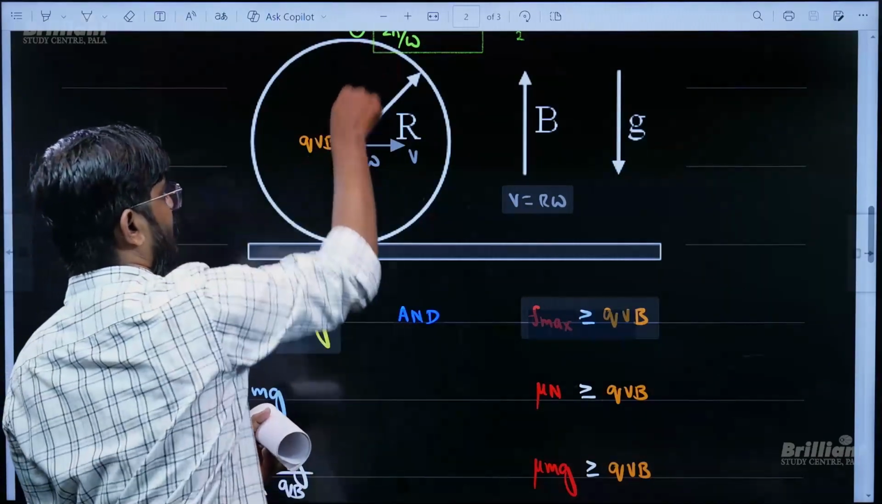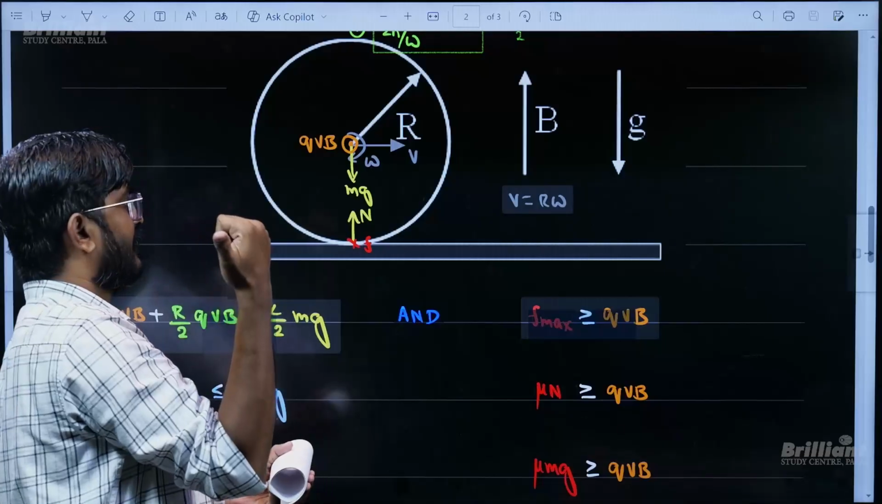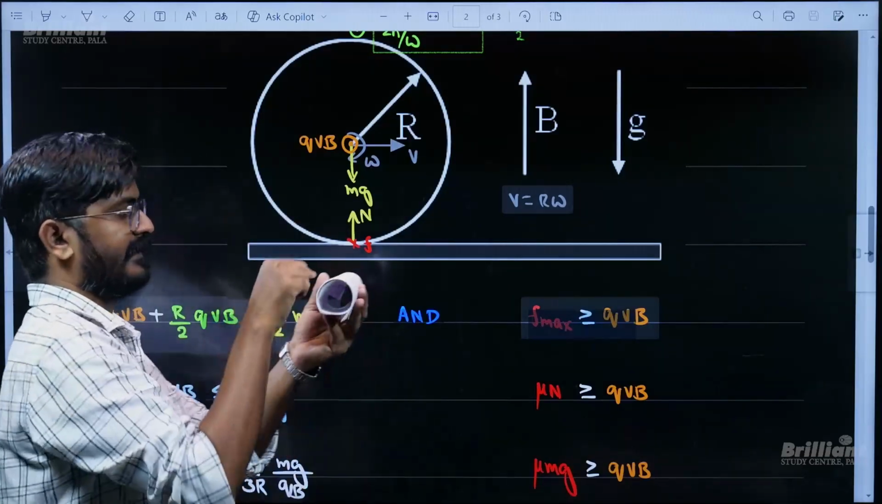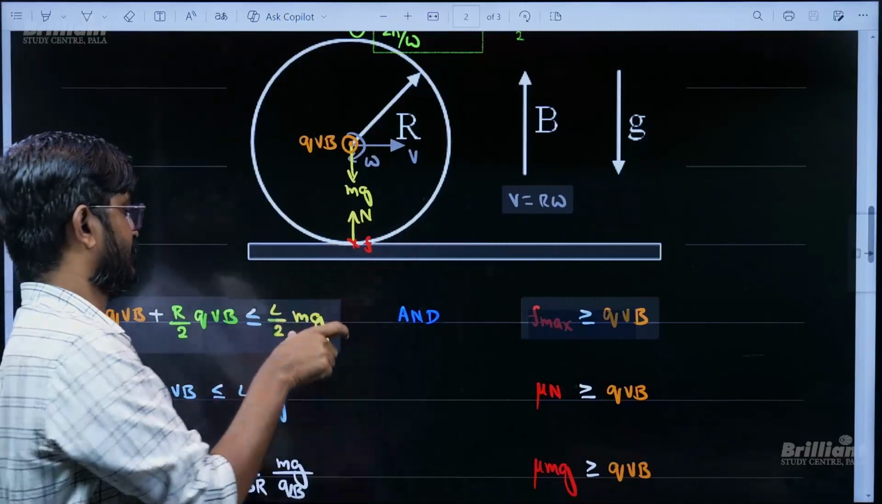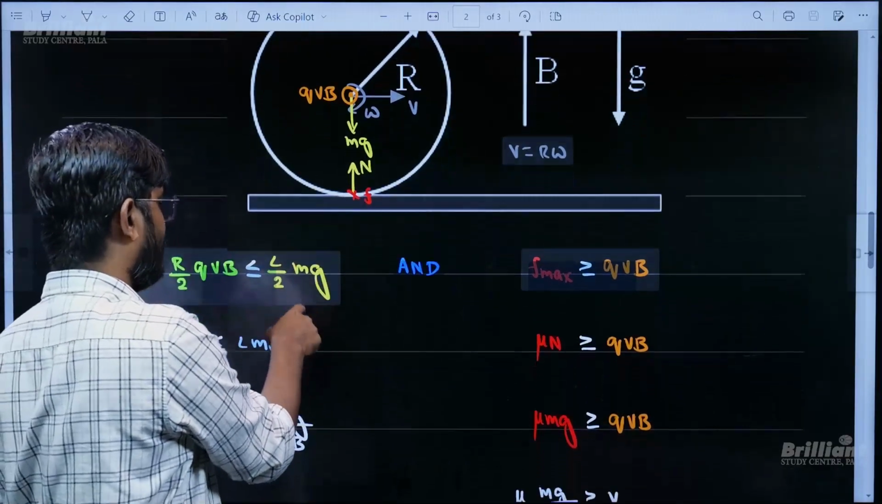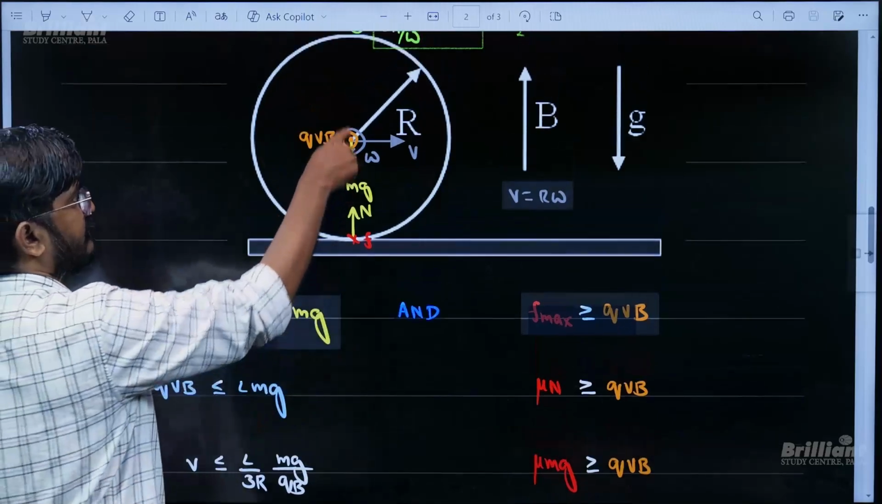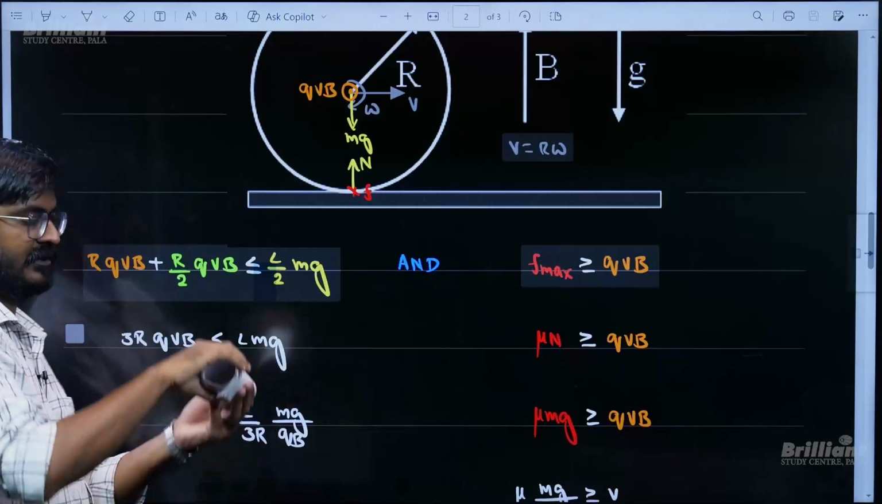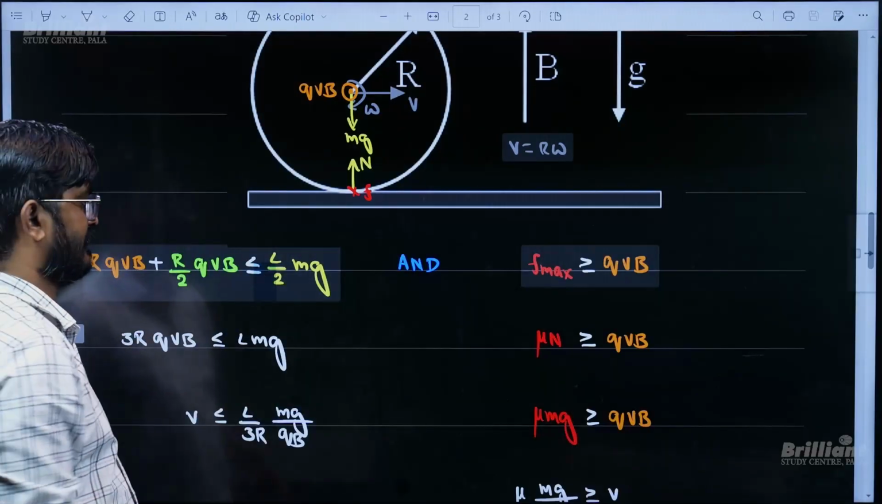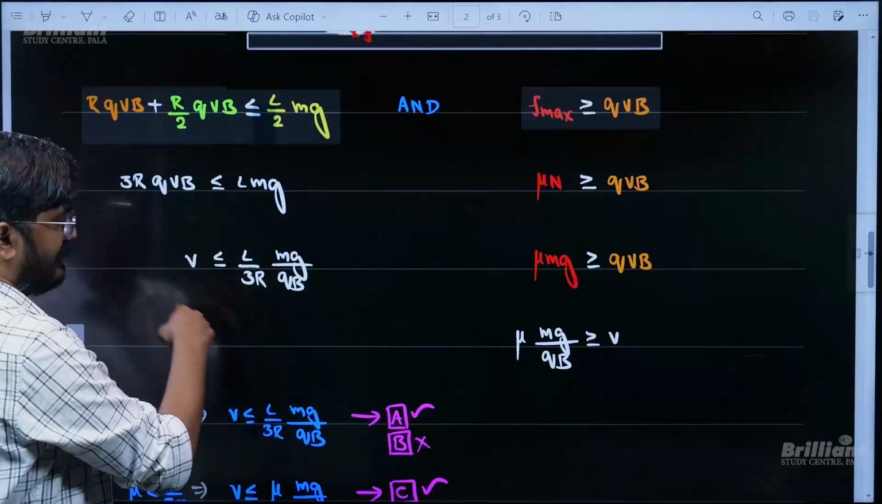So when these two torques are less than the torque due to weight, it is going to be at a distance L by 2 cross mg. When the torque due to weight is greater than the torque due to this force and this torque, then again it will not be tipping. There will be more points in contact. So when velocity is less than or equal to this.